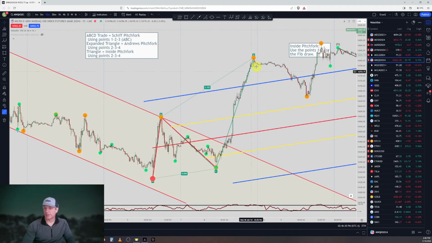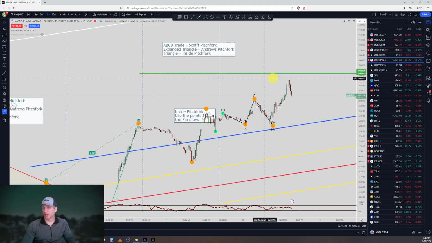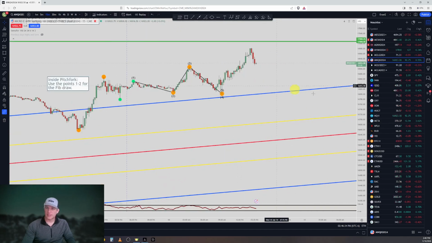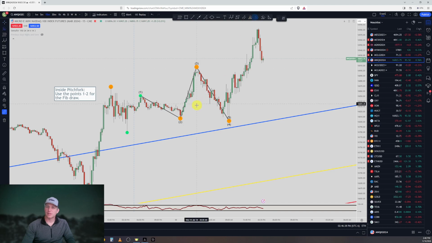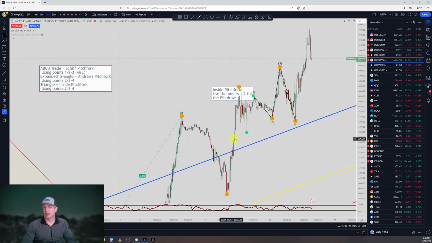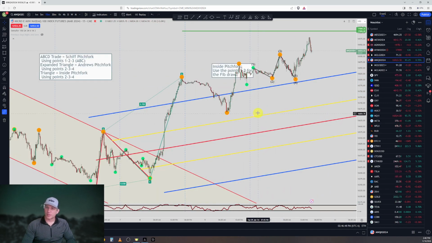Actually, just put that right there. So that's what that green target is. That's the target looking for to hit it. We had an expanding triangle trade right here. That looks like it went up and hit it. Yeah, no problem. Closed above it, and then a couple hours later hit it right there. So that's really the only thing right now.